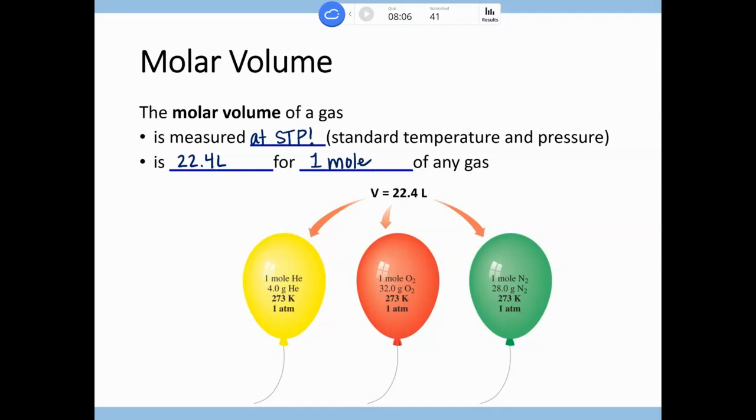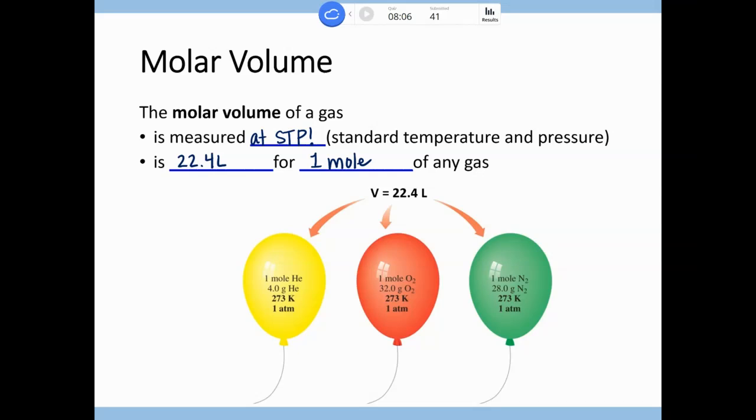Here, you might be able to see this easier on your slide, but here we have 1 mole of oxygen, which would weigh 32 grams. We're at standard temperature and pressure, so again, 1 mole of oxygen also occupies a volume of 22.4 liters. Here's another example. We have 1 mole of nitrogen, 28 grams, standard temperature, standard pressure. The volume of 1 mole of nitrogen is 22.4 liters.